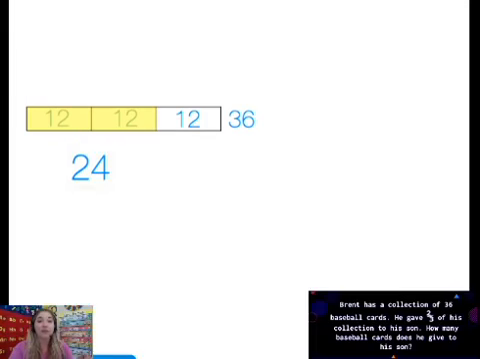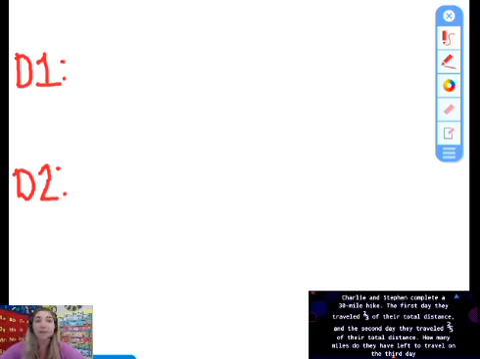So that's one thing to always look for whenever you're reading your questions. Is it asking for a fraction, or is it asking for a whole number? That can help you eliminate answers quickly. Charlie and Stephen complete a 30-mile hike. The first day, they traveled 1/3 of their total distance, and the second day, they traveled 2/5 of their total distance. So how many miles do they have left to travel on the third day?